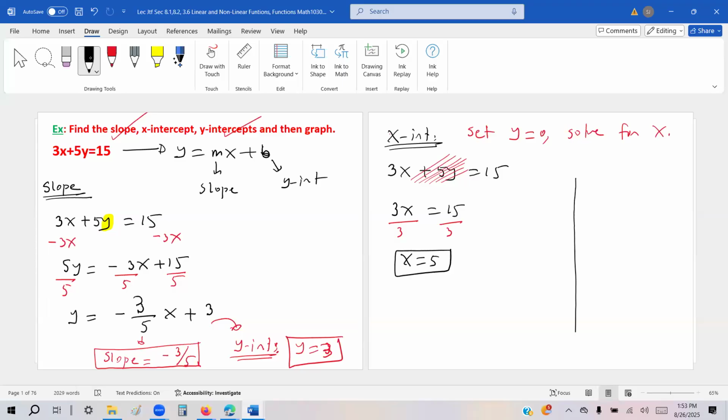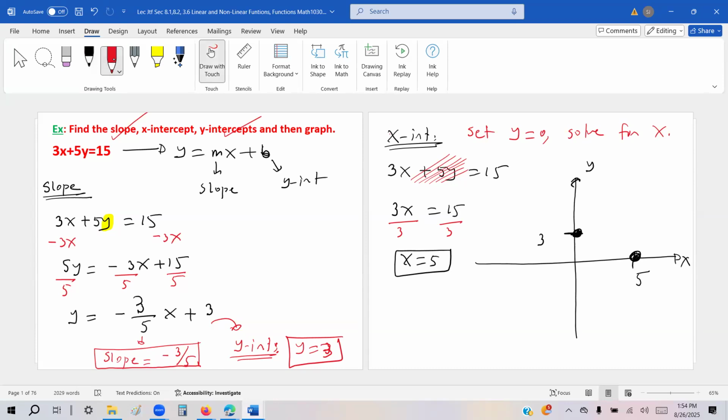And now to graph, all you have to do is plot those two points. X-axis, y-axis. X is 5, let's say somewhere here. So you plot the first point on the x-axis, and our y is 3. Let's say this is 3. You plot it here.